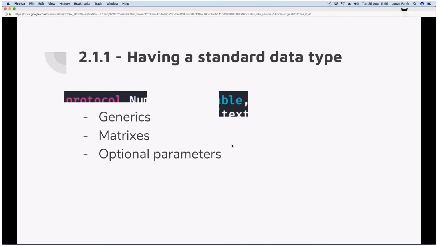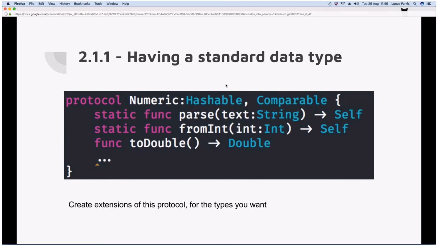First thing is generics. It is very important to have a standard type, so that your algorithm treats everything equally. So you have a protocol, for example Numeric, and you have some functions. So you can create extensions, for example Double: Numeric. For all the types you want to work with, you create an extension, and then the algorithm just treats them as the same type.